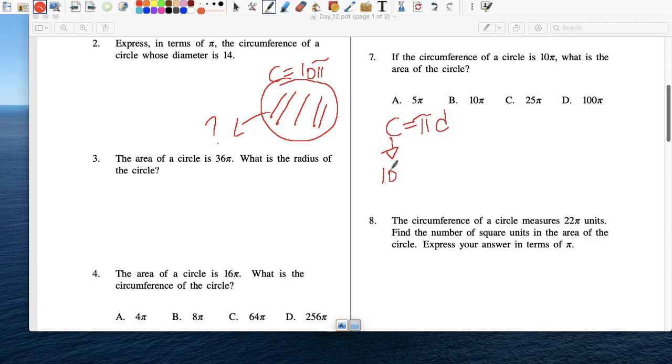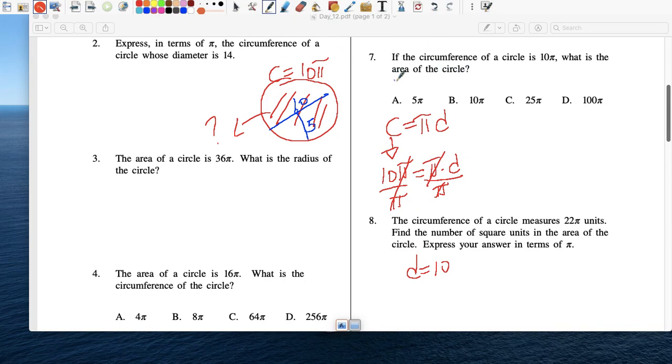Substitute. That becomes 10 pi equals pi times d. Let's isolate d, so divide by pi. That goes away. Divide the other side by pi, and the pi goes away. So the diameter is 10. So the diameter of this circle is 10, which makes the radius 5.